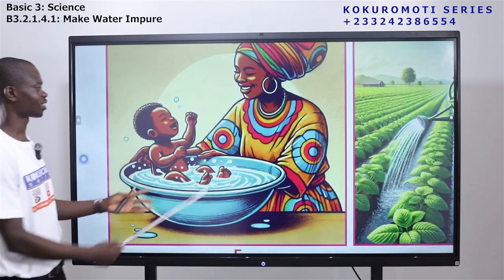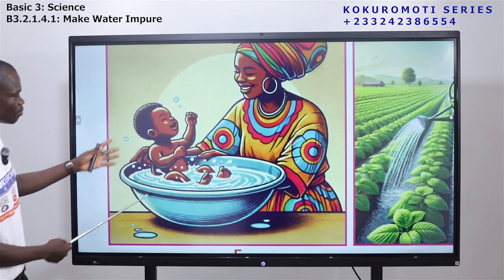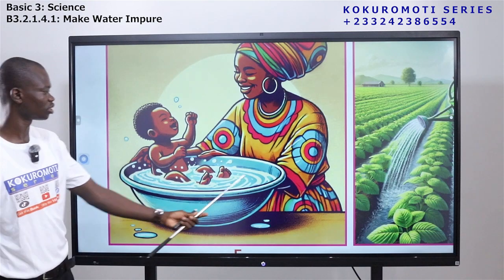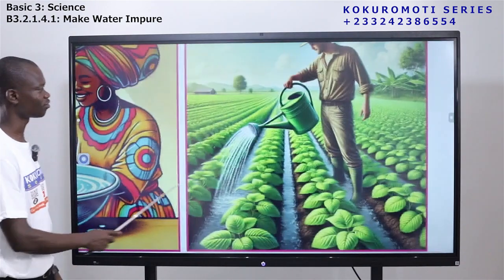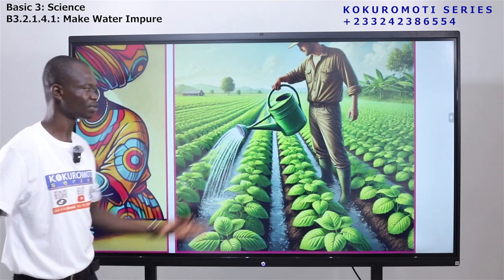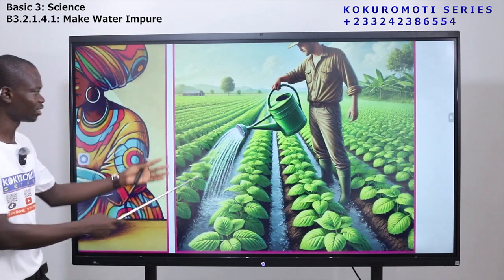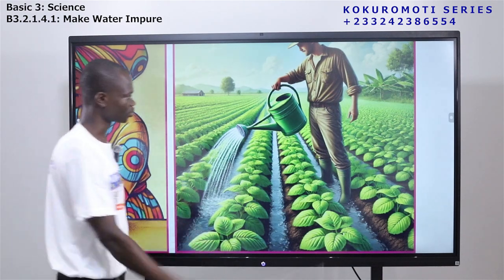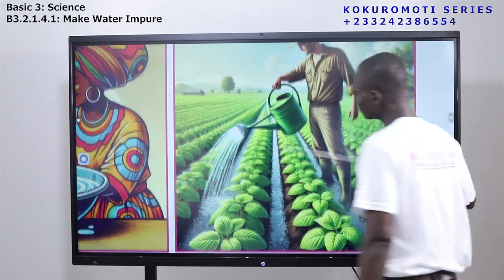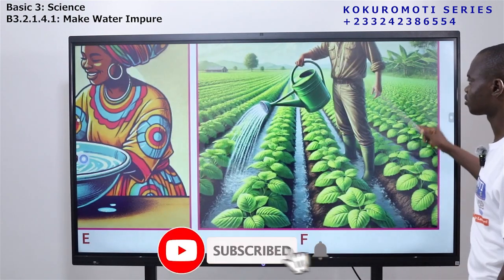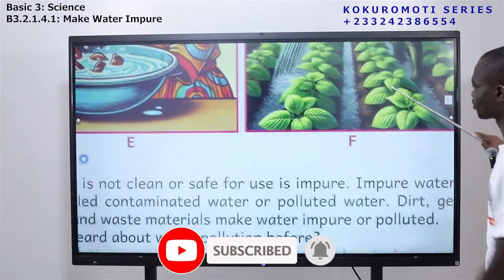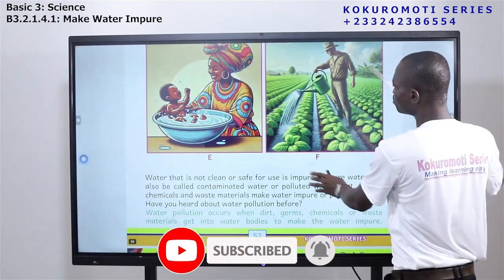What do you see? A mother is bathing a baby. So she's using water to bath the baby. So water is used for bathing. And look at this one too. What is the man doing? He's watering his plants or his crops. Okay, so here water is used for farming. Okay. So these are a few uses of water.